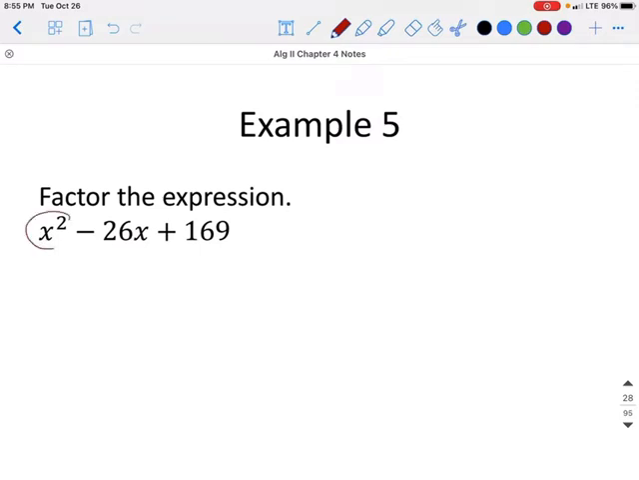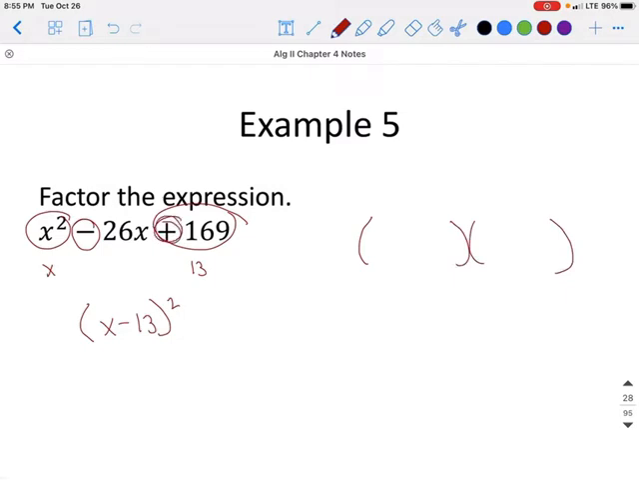Again, we can take the square root of x squared and get x. The square root of 169 is 13, and 2 times 13 is 26 times x gives us 26x. Because this is subtraction, we can write this as x minus 13 squared because of the special rules. Or if you don't remember the special rules, you can always factor this like normal.